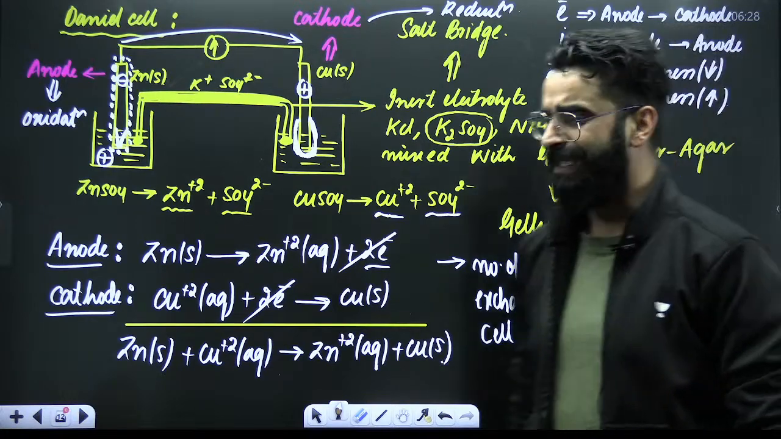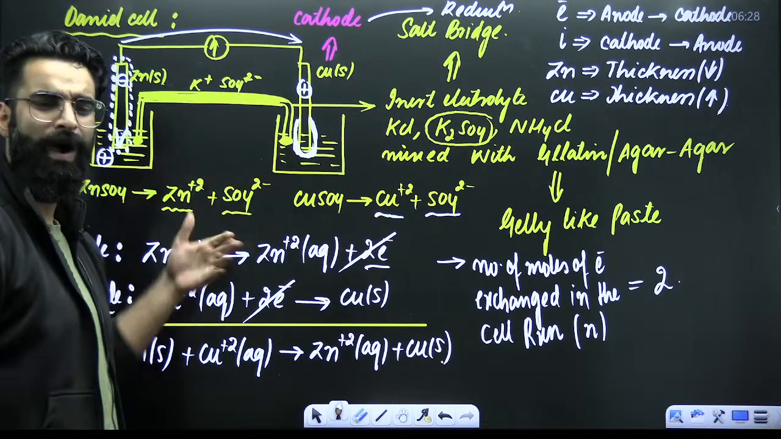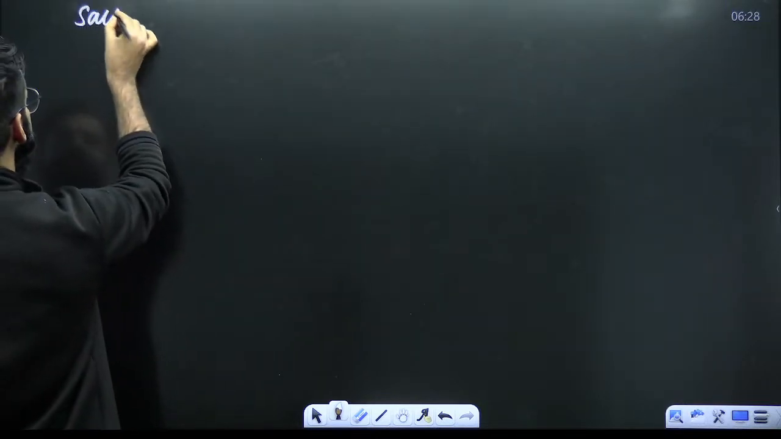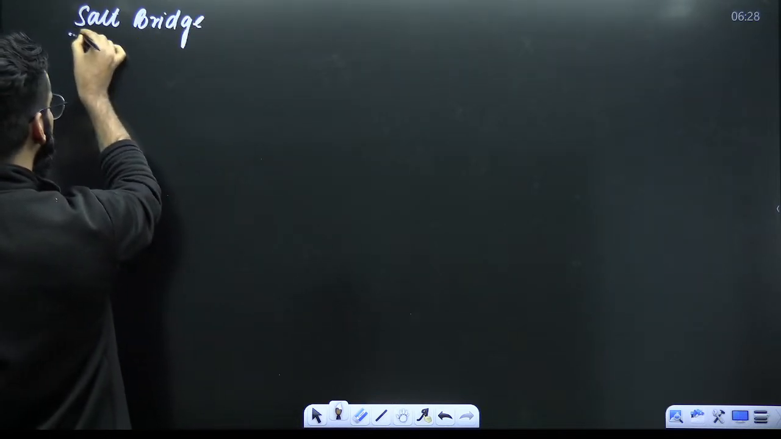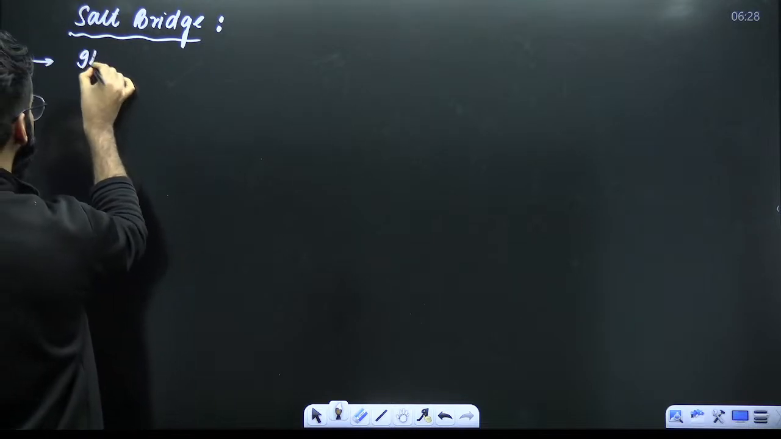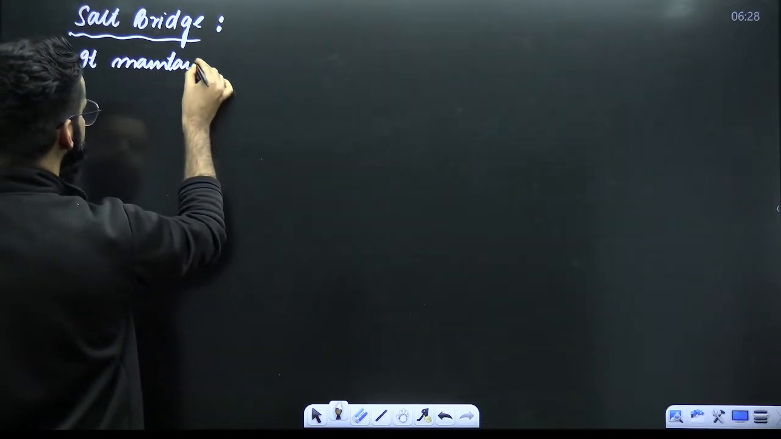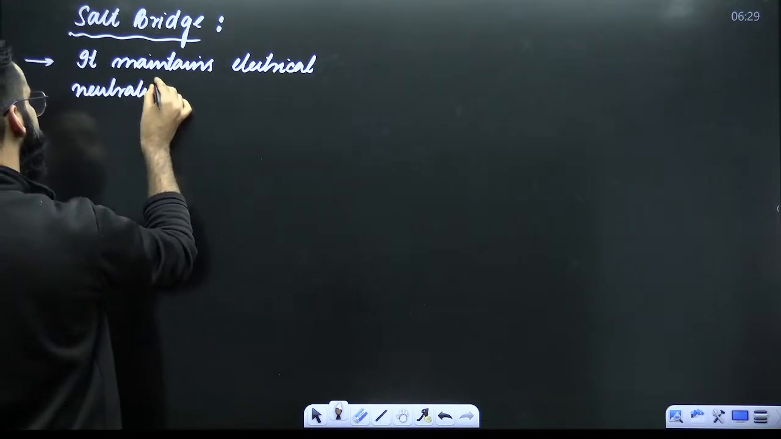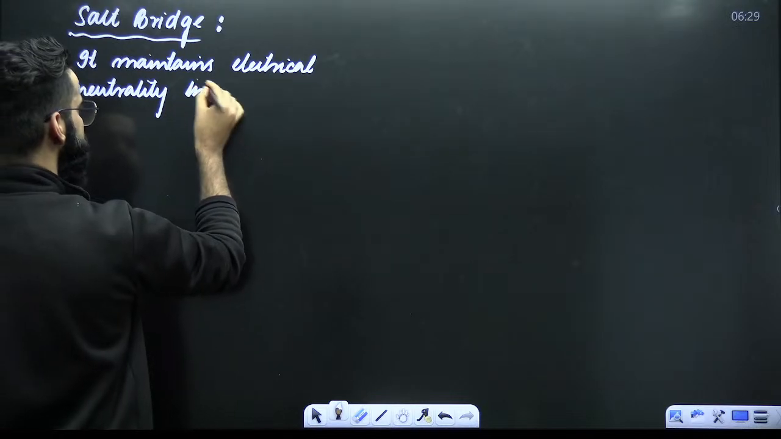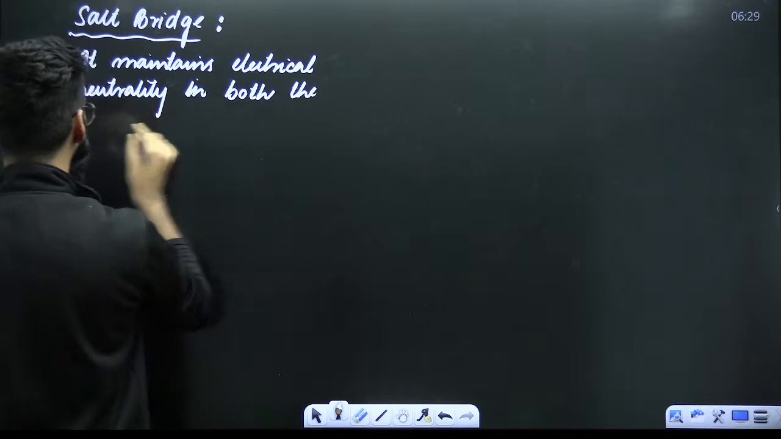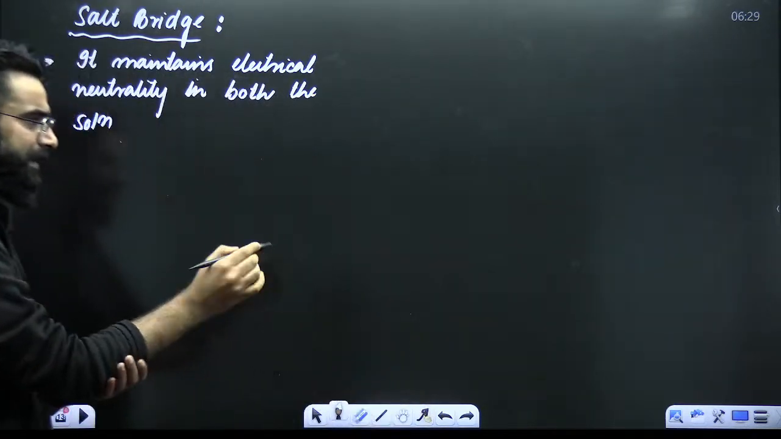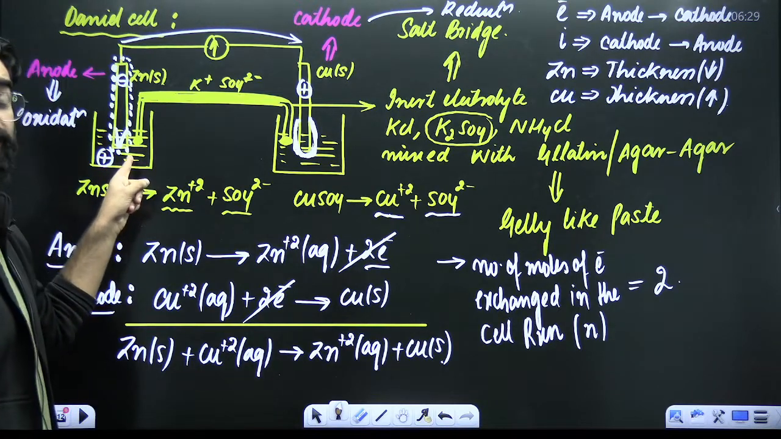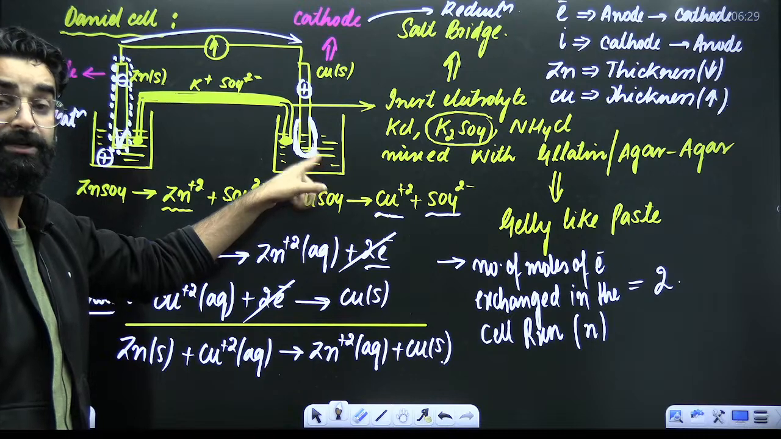Okay? Now, you must be thinking, what was the need of this salt bridge? Why did we introduce a salt bridge? There's a logic for that as well. Why do we use the salt bridge? The first thing, it maintains electrical neutrality in both the solutions. That's the first point. Now, what does that mean exactly? What is meant by it maintains electrical neutrality in both the solutions? Try to understand what exactly I'm going to say. My dear students, this particular solution was electrically neutral in the beginning. This particular solution was also electrically neutral in the beginning, right?